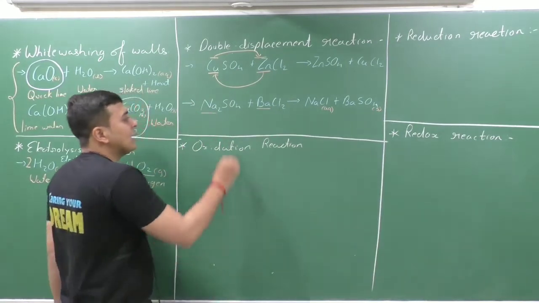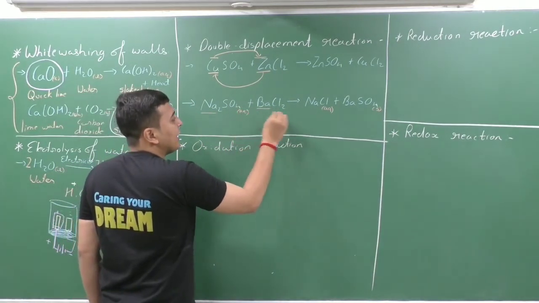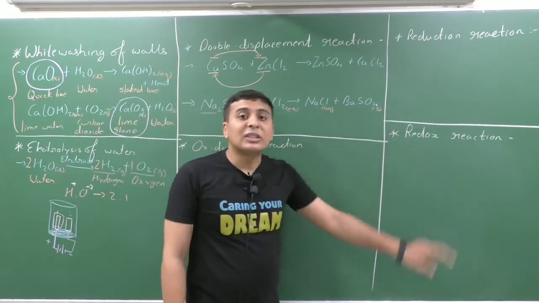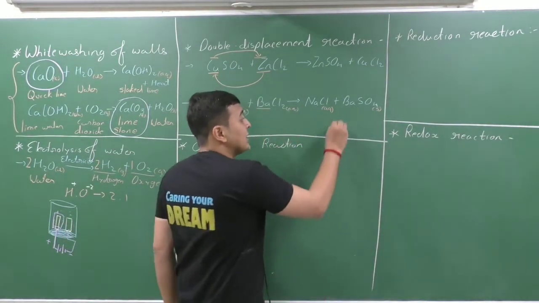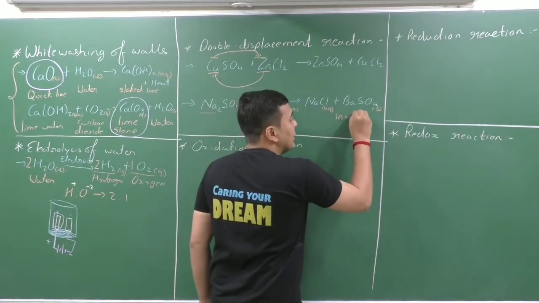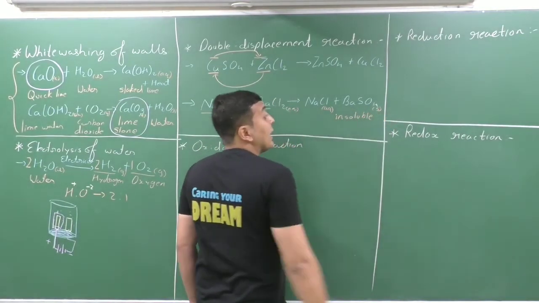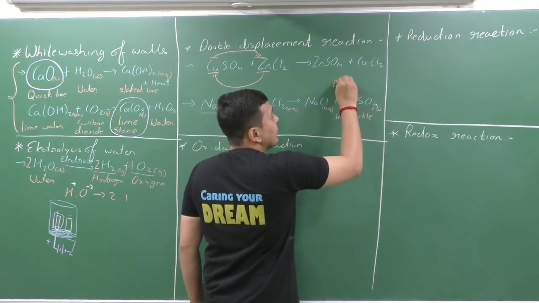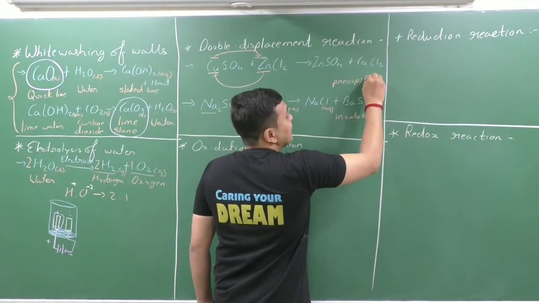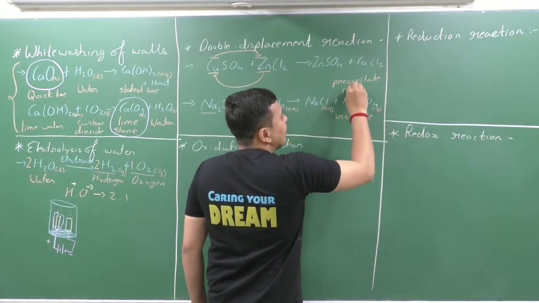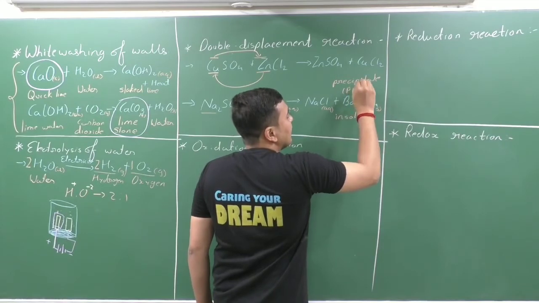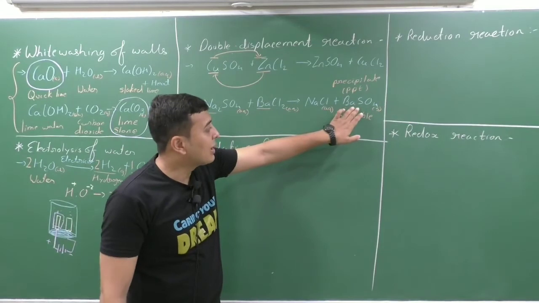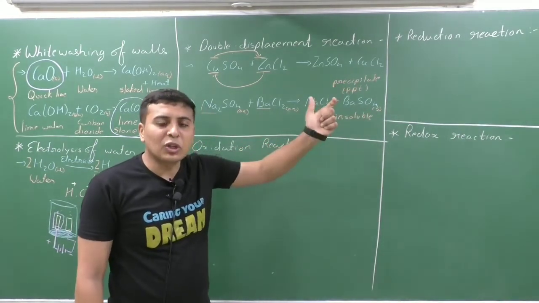Here both of them are in aqueous, but BaSO4 is solid in state. It means it is insoluble. And the compound which is insoluble is known as precipitate. In short, you can say PPT. So this insoluble compound is known as precipitate, or in short PPT.